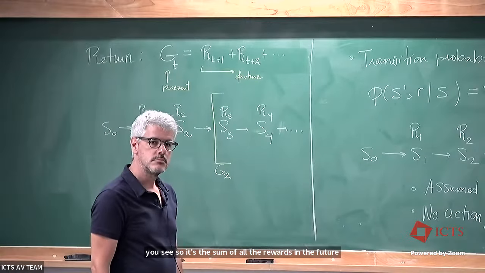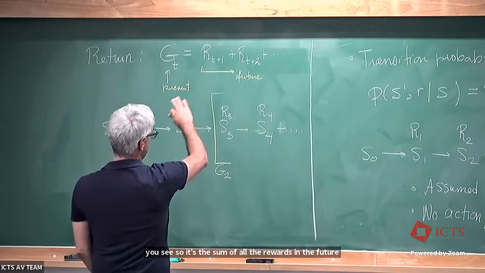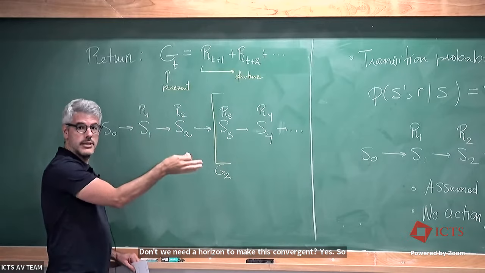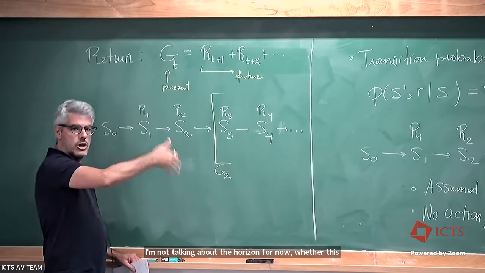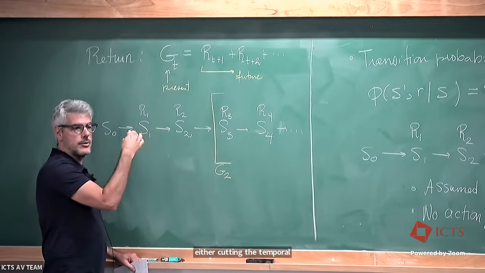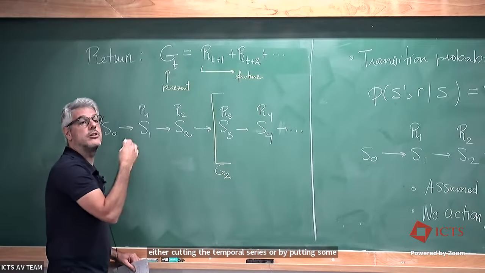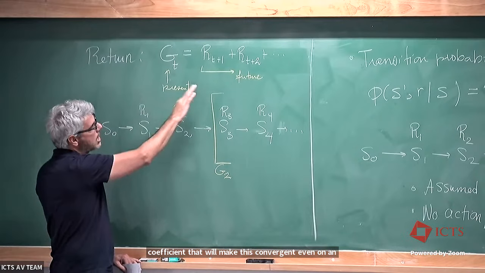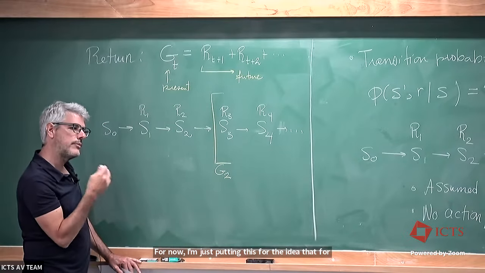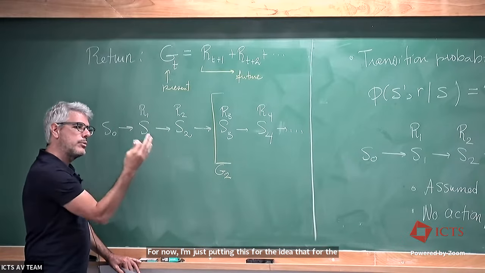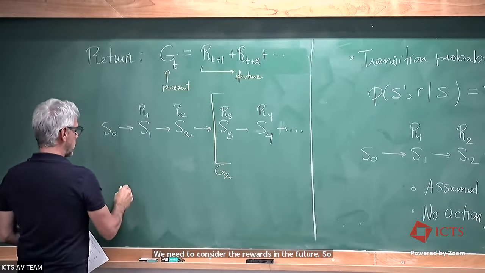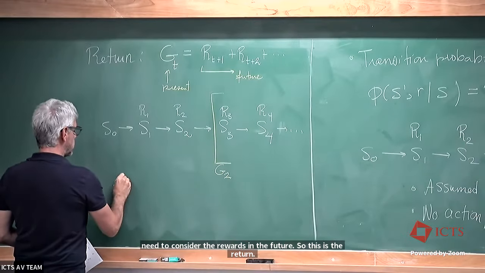Don't we need a horizon to make this convergent? I mean, yes, so I'm not talking about the horizon for now, whether this is convergent. We'll do this in a minute, actually, with either cutting the temporal series or by putting some coefficient that will make this convergent even on an infinite horizon. For now, I'm just putting this for the idea that for the control and then ultimately for reinforcement learning, we need to consider the rewards in the future. So this is the return. It's also called the cost to go.